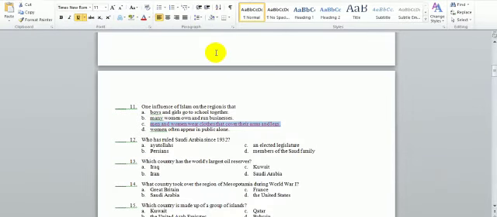Number 12. Who has ruled Saudi Arabia since 1932?